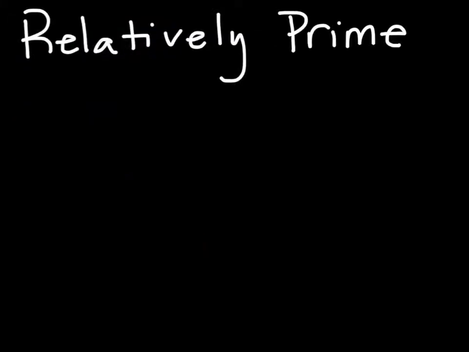Now let's introduce a new term. It's called relatively prime. Two or more numbers are relatively prime if their greatest common factor is 1. So the two numbers may or may not be prime numbers themselves. What makes them relatively prime is that their greatest common factor is 1.